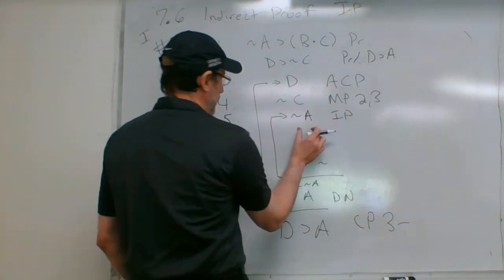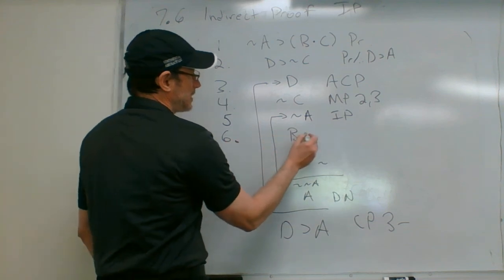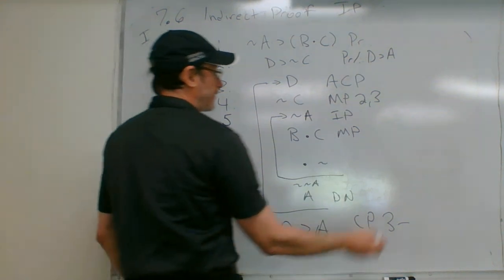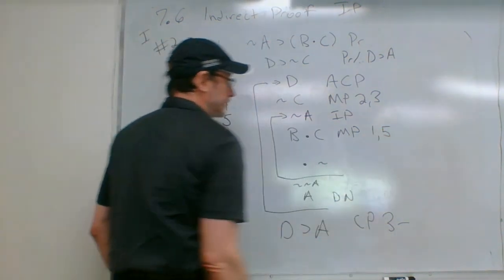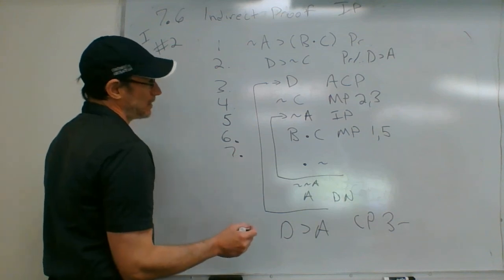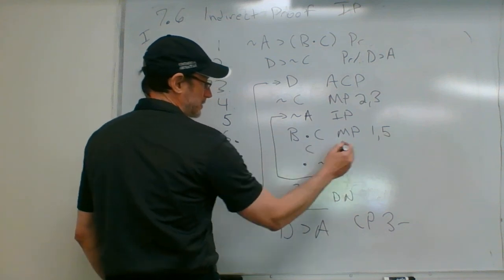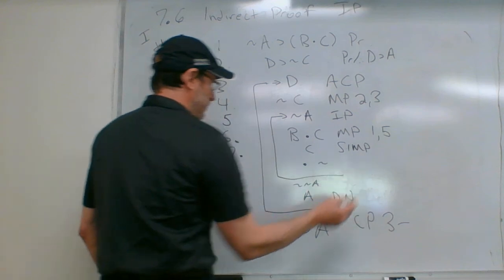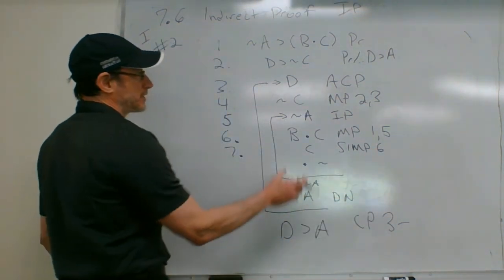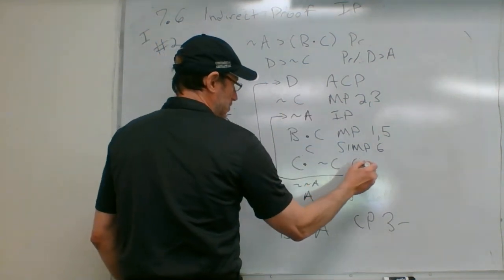Okay, see, now I have a not A to work with. So I have a modus ponens. I can get B dot C by a modus ponens on 1 and 5. And now I can get C by simplifying. Simplification on 6. And now I can conjoin 4 and 7. C and not C. Conjunction.